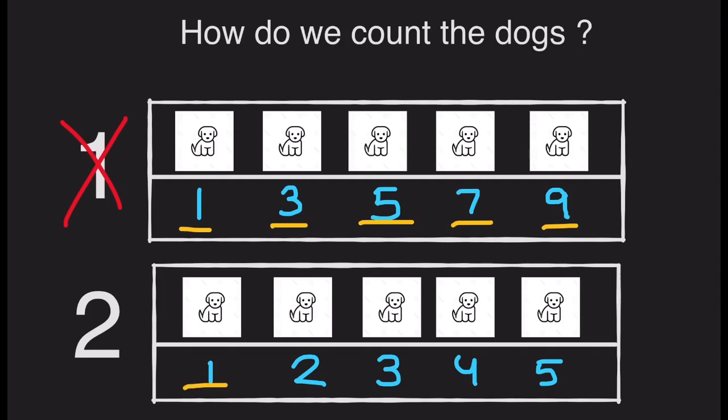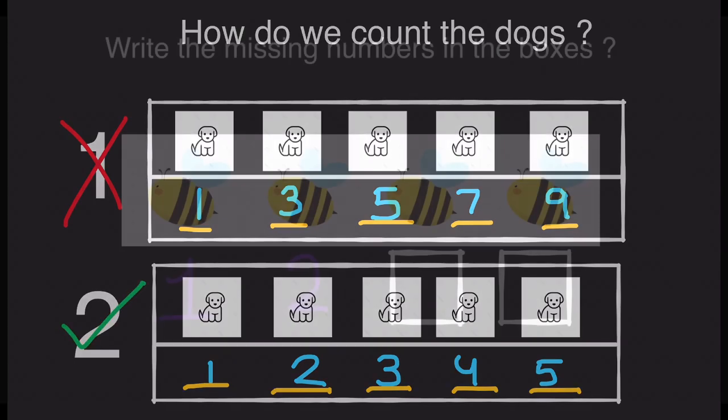So it says 1, 2, that's right, 3, 4, and 5. Now this option's correct because that is the way we count the dogs.